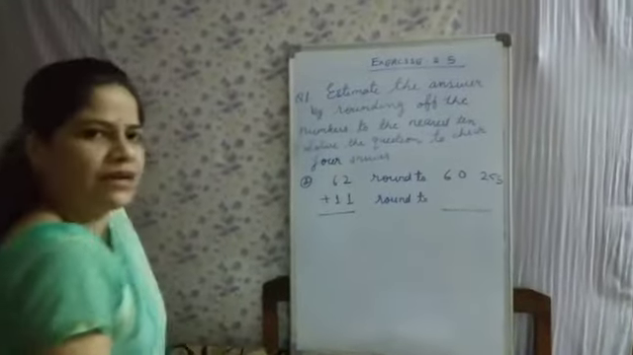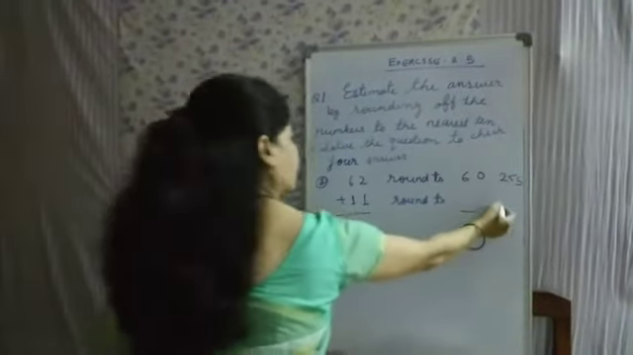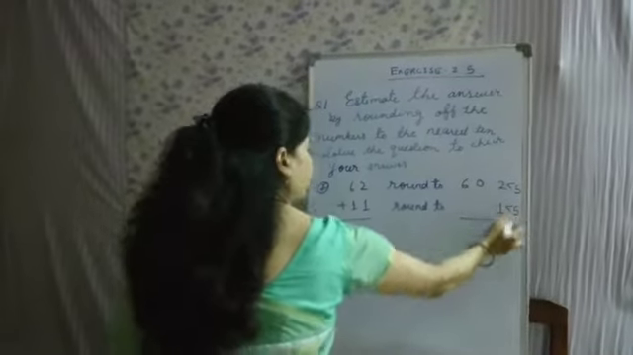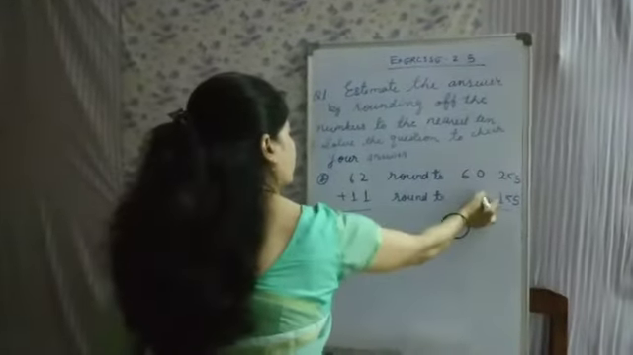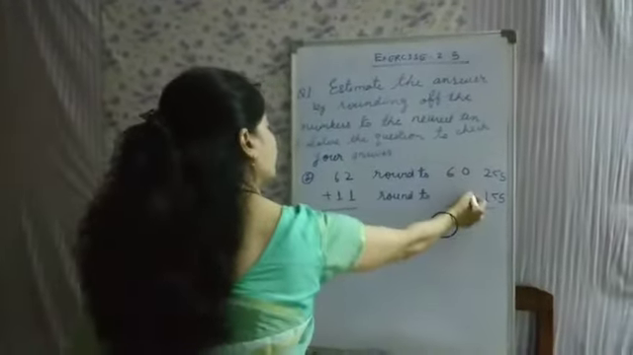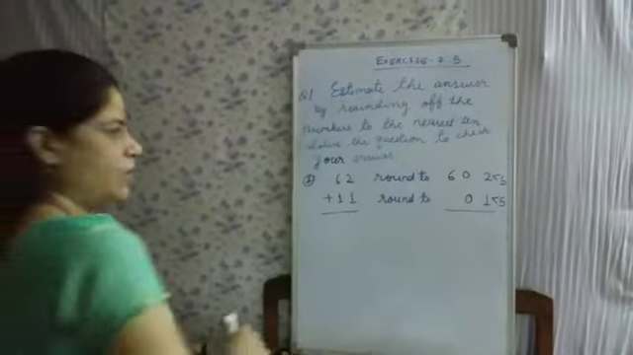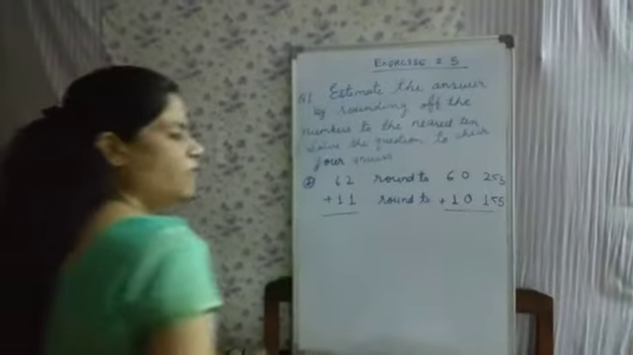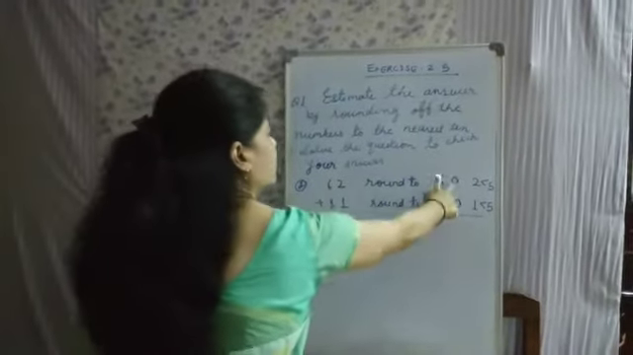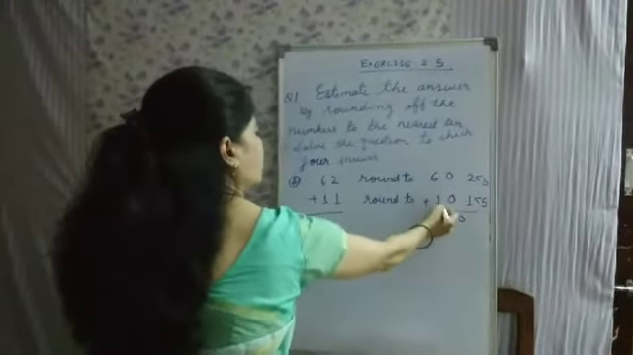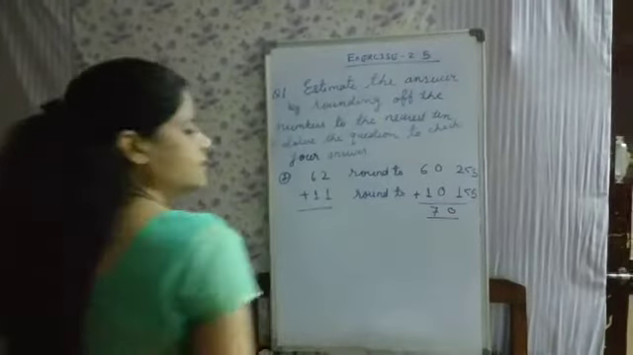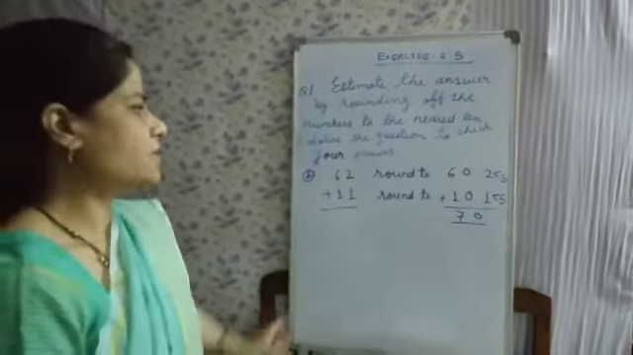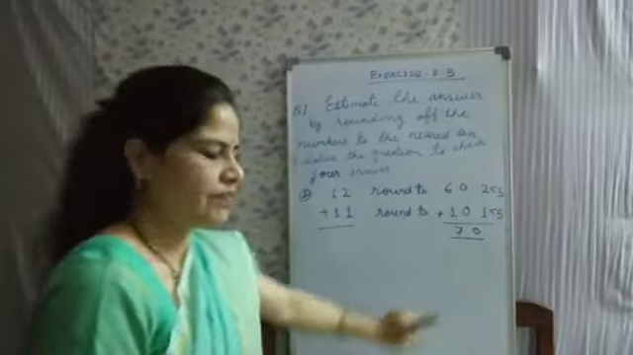Now you have to round off 11. Here on ones place is 1. 1 is less than 5. So put 0 at the place of 1 and write the next 1 as it is, which is on tens place. Now add both the numbers. 0 plus 0 will be 0 and 6 plus 1 will be 7. So the estimated sum is 70.